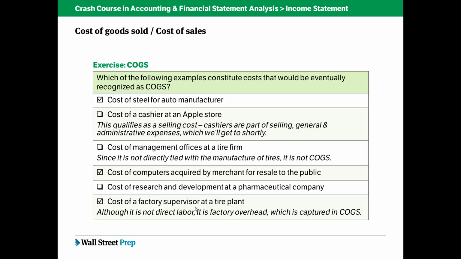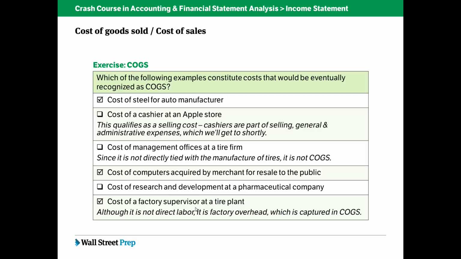So let's talk about this. Cost of steel for an auto manufacturer is going to go into their inventory costs. It's going to get wrapped up in inventory costs and then cycle through cost of goods sold. So that is certainly a direct expense that's going to count as cost of goods sold. The cost of a cashier at an Apple store is not cost of goods sold. This qualifies as a selling cost. Cashiers are part of selling, general, and administrative expenses, and we're going to get into that shortly.